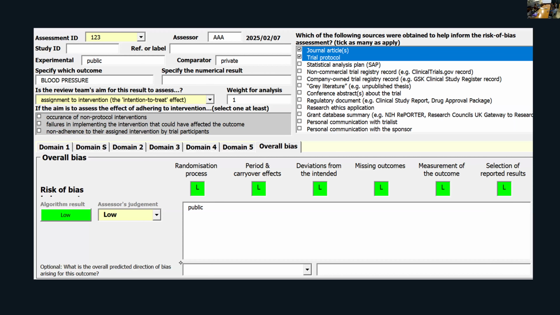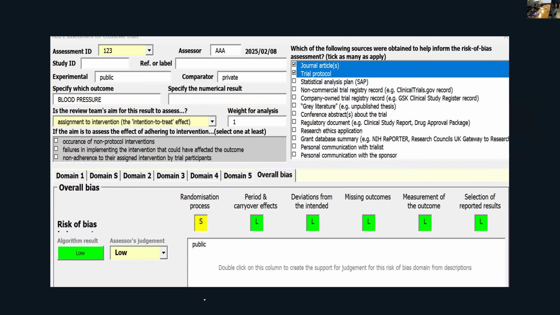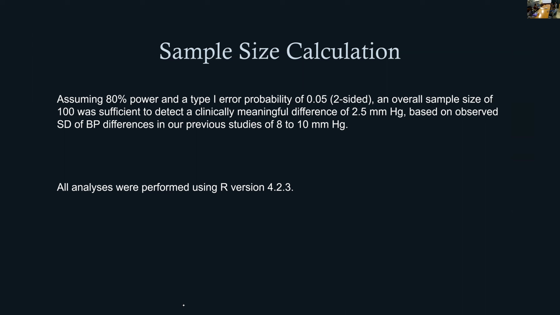So we had seen how to input in that assessment form. If we input what we have discussed with the assessment judgment low, it comes as low for all. But in the first domain, because the allocation was a concern, if you put assessment judgment as some concern, it comes as some concern. So this was not covered.